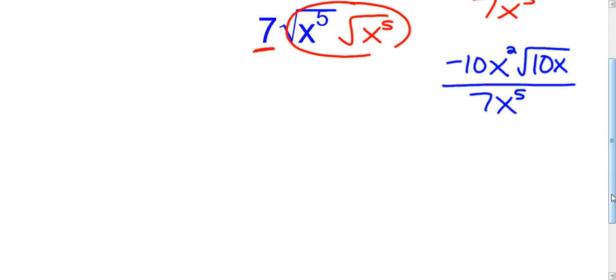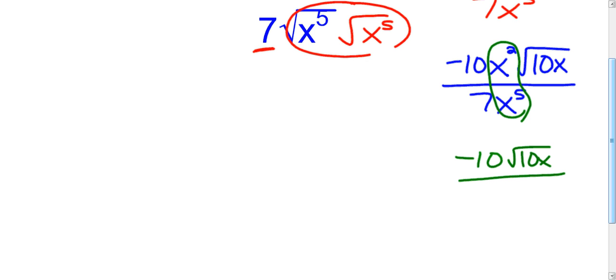And then I can do one more thing, which is to reduce these guys. They're both outside the radical, so I can reduce that, which would leave me with negative 10 square root of 10x over 7x to the 3rd. Okay?